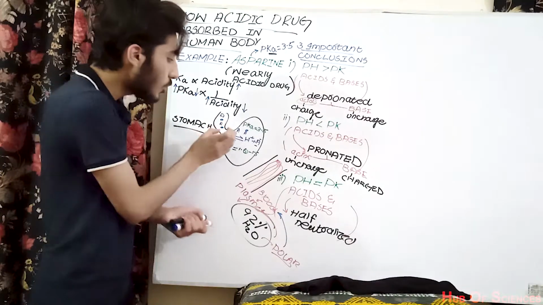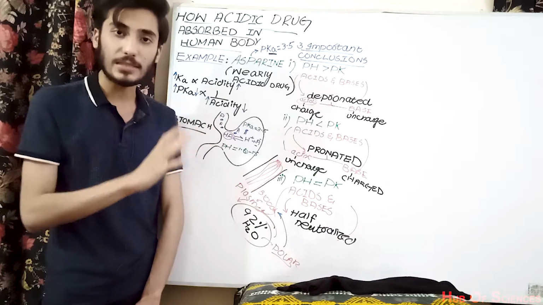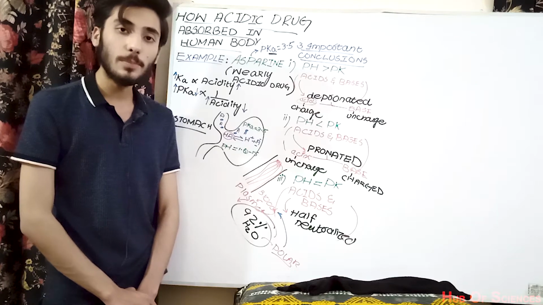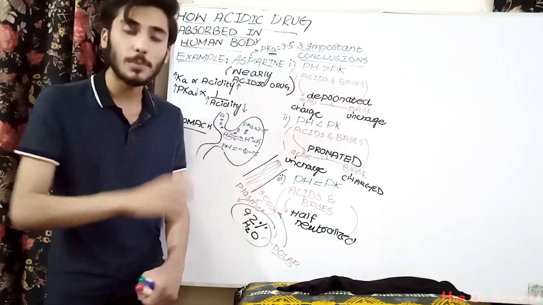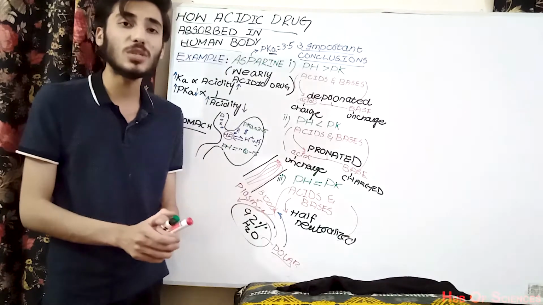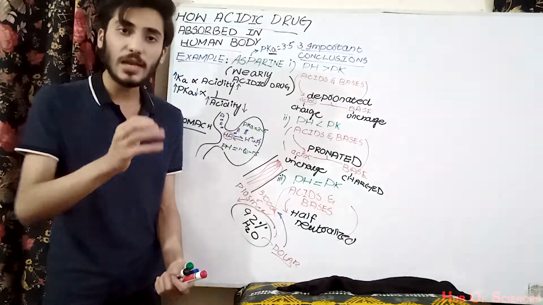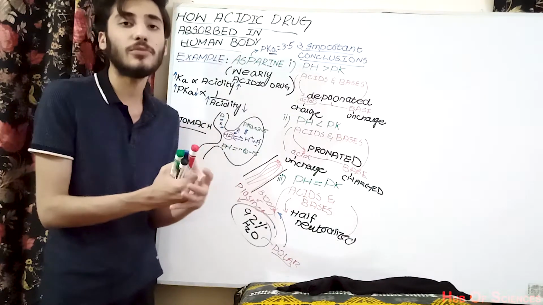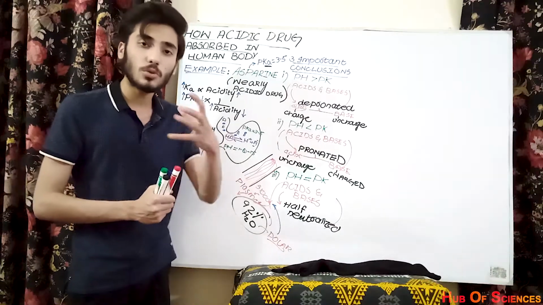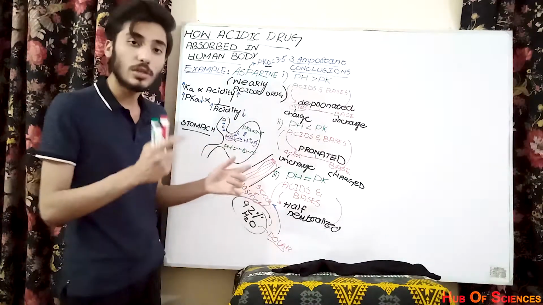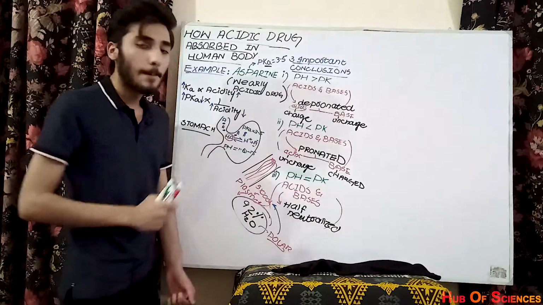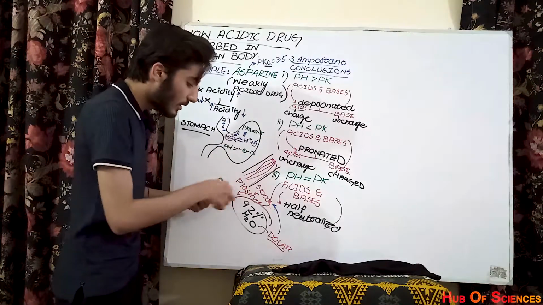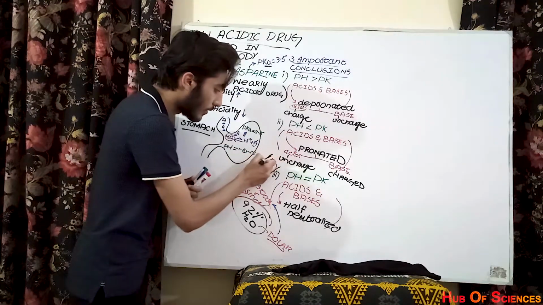Now what will happen next? This acidic drug aspirin has to pass into the blood. Why should the aspirin pass into the blood? Because through the blood, which is a transporting medium, it will be transported to its specified site, the site at which it will perform its function, the target site. So blood is required for it. That's why this aspirin has to diffuse into the blood. And how will it diffuse into the blood? After crossing the stomach wall and after crossing this blood vessel membrane.